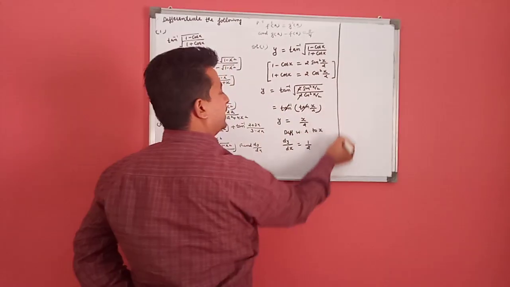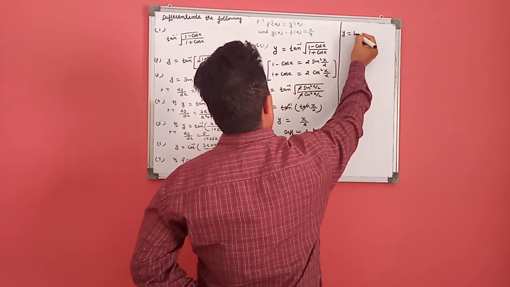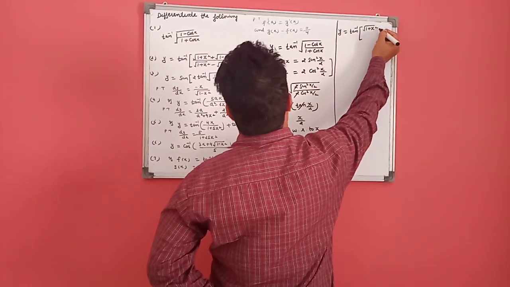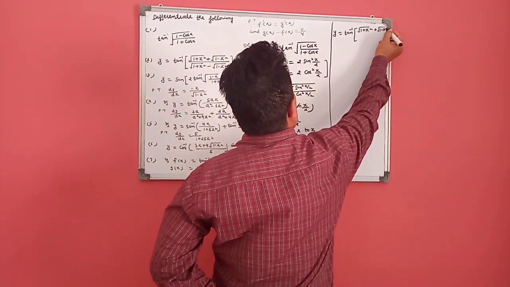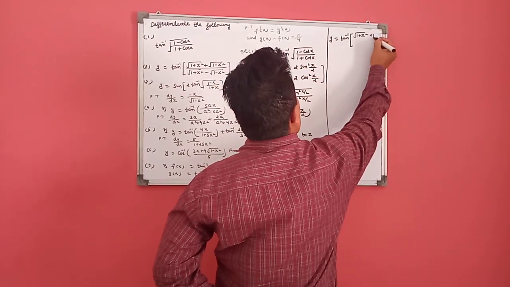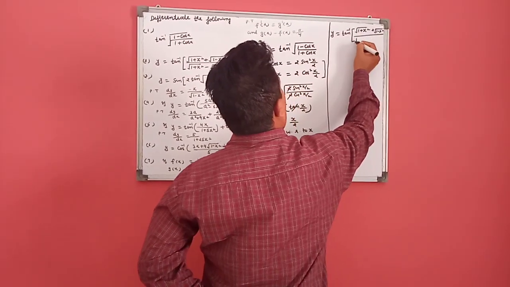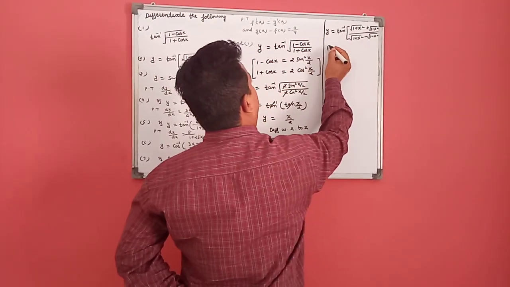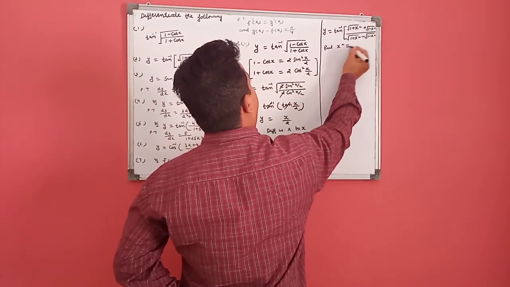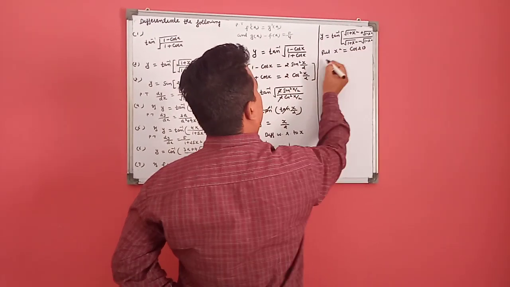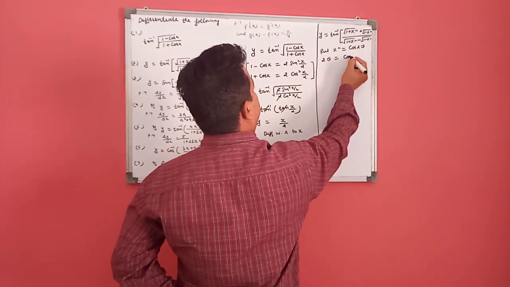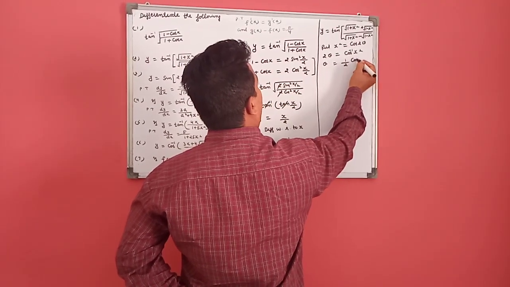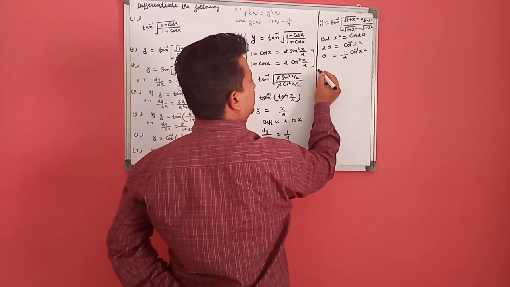In question number 2, this is very important. Tan inverse square root of (1 plus x square plus 1 minus x square) upon (1 plus x square minus 1 minus x square). In this question, we put x square is equal to cos 2 theta. So 2 theta is equal to cos inverse x square, and theta is 1 upon 2 cos inverse x square.